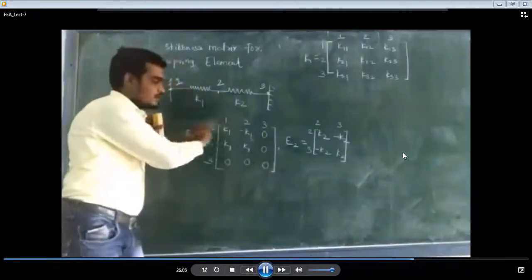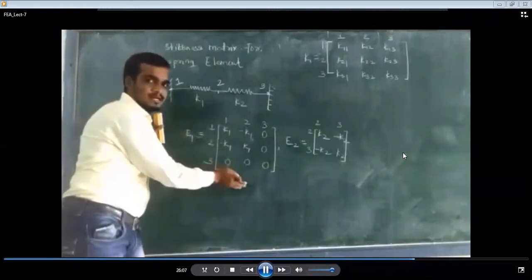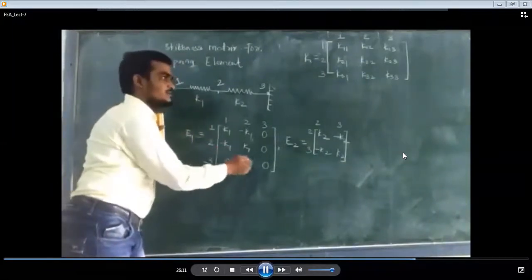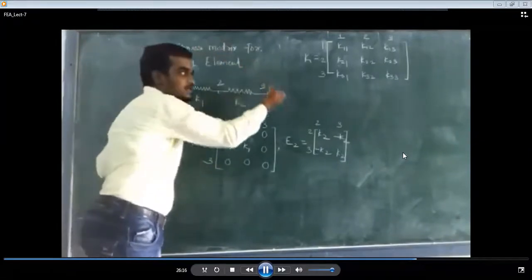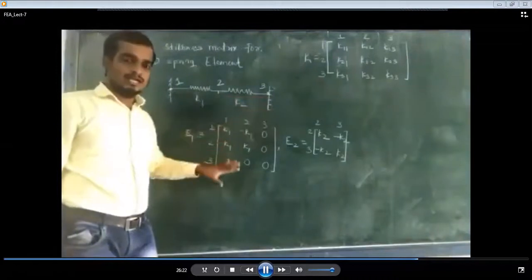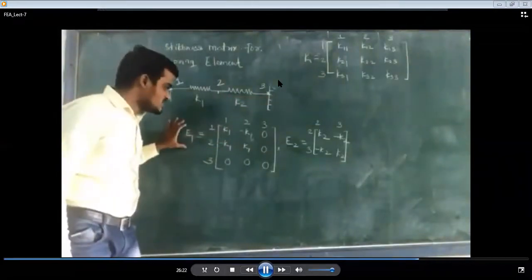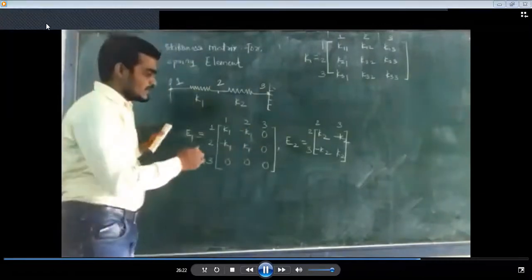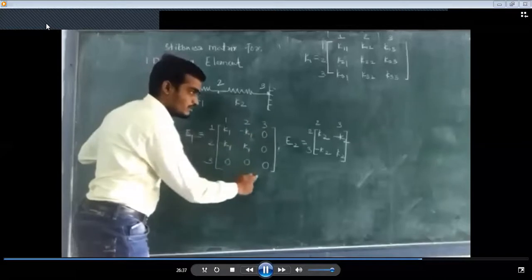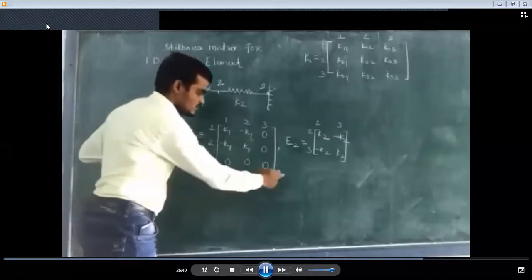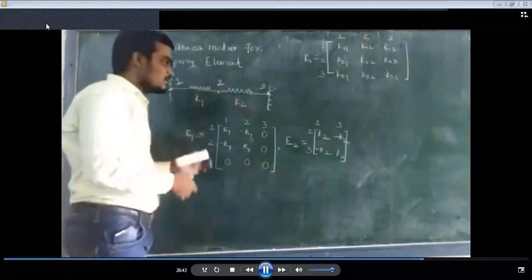If you write these equations, you will get only two equations with two terms, K1 and minus K1, meaning K1 times U1 minus K1 times U2 plus 0 times U3. Why are we writing this? Because the global order is 3 by 3, so we need to write this elemental stiffness matrix in global order. That's why we can write this matrix as K1, minus K1, 0, minus K1, K1, 0, 0, 0, 0.